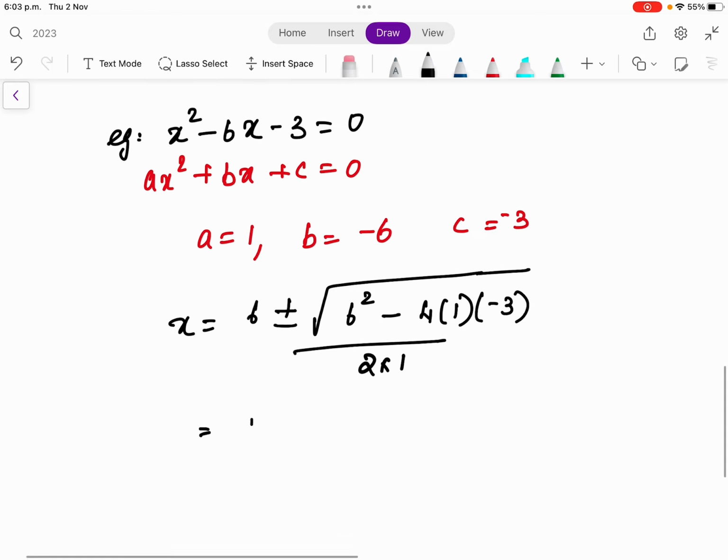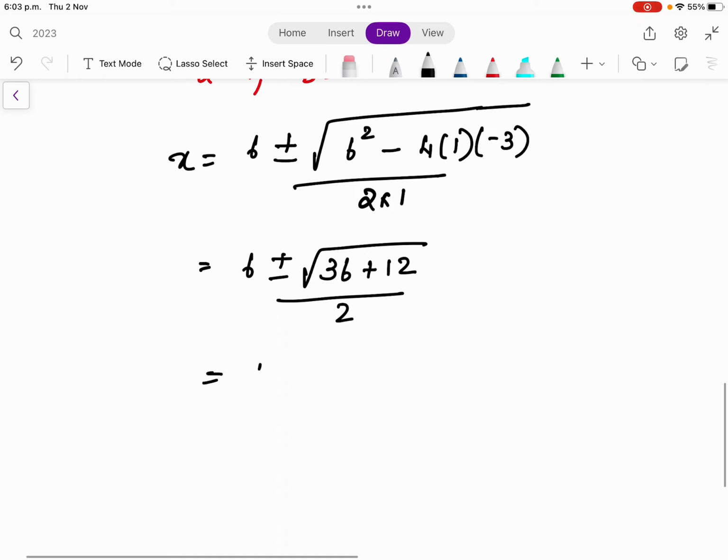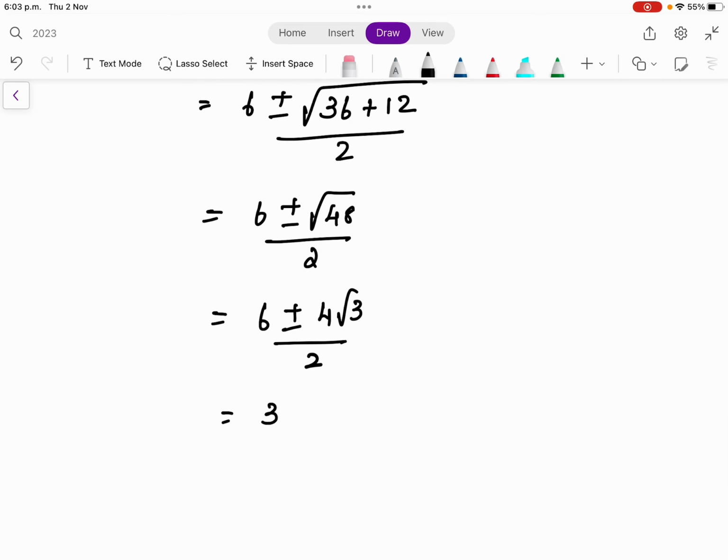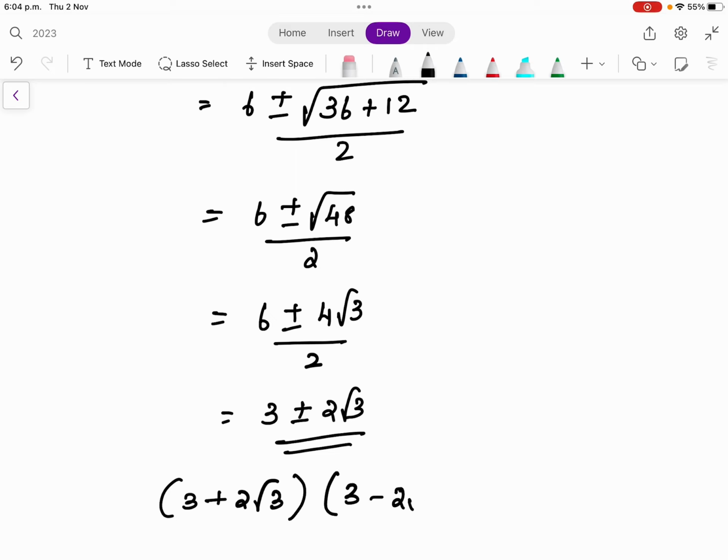Which can be simplified as 6 plus or minus square root of 36 plus 12 over 2, which is equal to 6 plus or minus square root of 48 over 2. And then you can further simplify this: root 48 simplifies to 4 root 3, so 6 plus or minus 4 root 3 over 2, and it can be divided by 2, so that you will get 3 plus or minus 2 root 3. So one solution is 3 plus 2 root 3, and the other one is 3 minus 2 root 3. These are the roots of the equation.